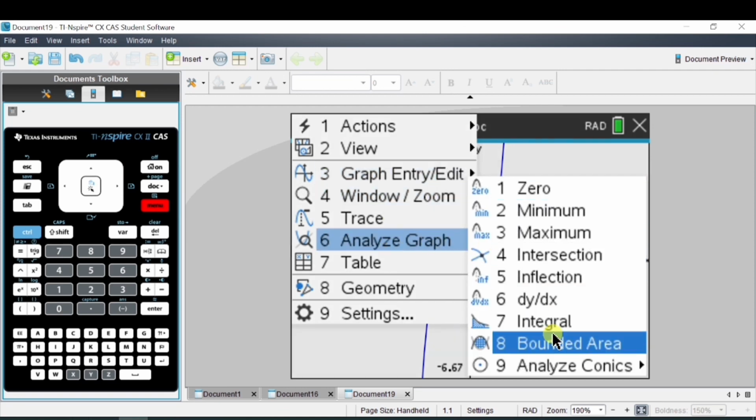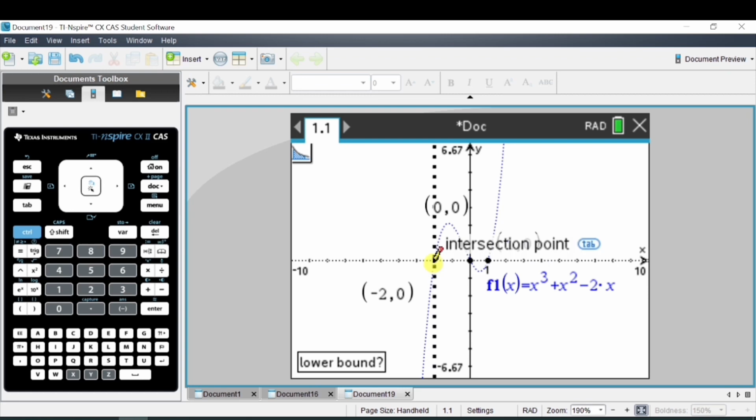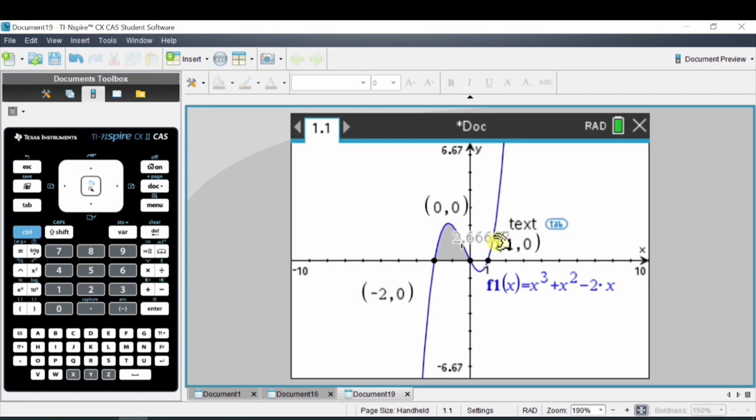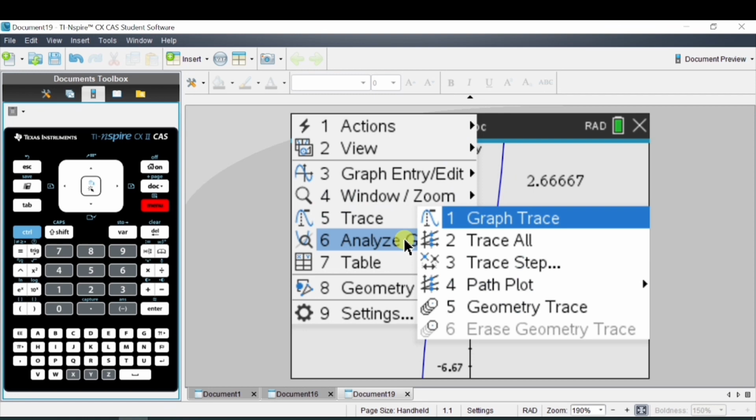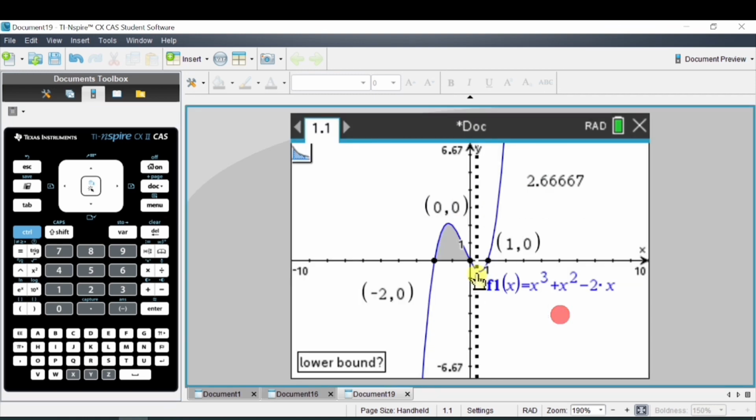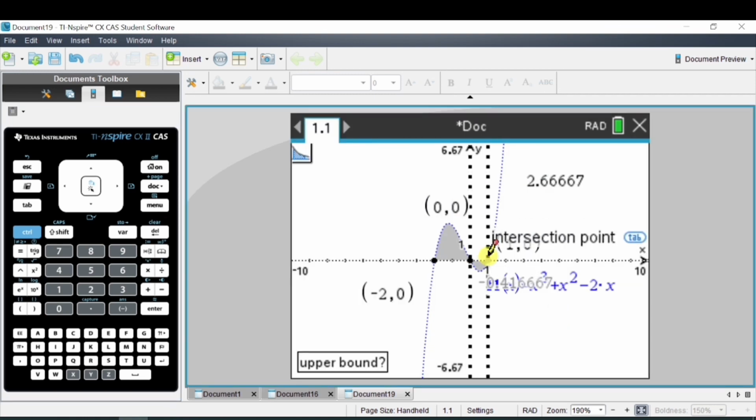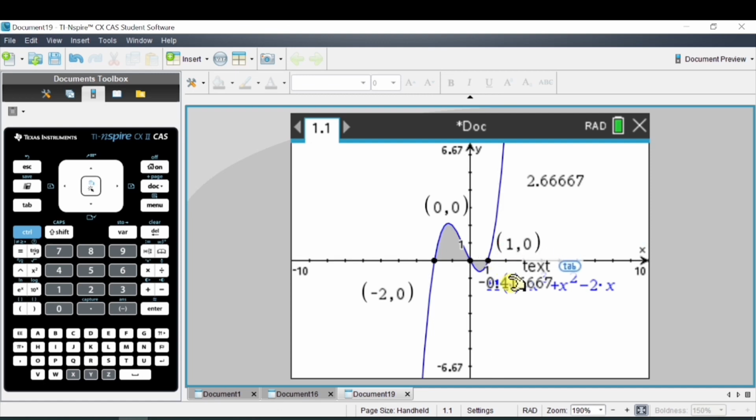So now I'm going to go to analyze graph. I want to find the integral. I'm going to click on this intersecting point and I'm going to click on that. So we're told that that's 2.66666. And then if I just do the same thing for the next part of this graph, I'm going to get a negative value, but because we're adding these two areas, I'm just going to change it to a positive value. Okay, so we've got these two values that we're going to add together.